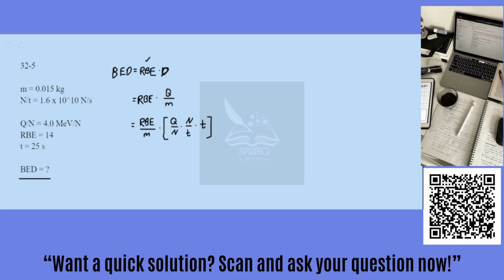So we can do that now. We'll plug in some values. Our BED is given as 14 over the mass, 0.015 kilogram, multiplied by our term in brackets: Q over N, 4.0 MeV per N, times the number of particles, multiplied by our particle rate of 1.6 times 10 to the 10 particles per second, multiplied by 25 seconds.